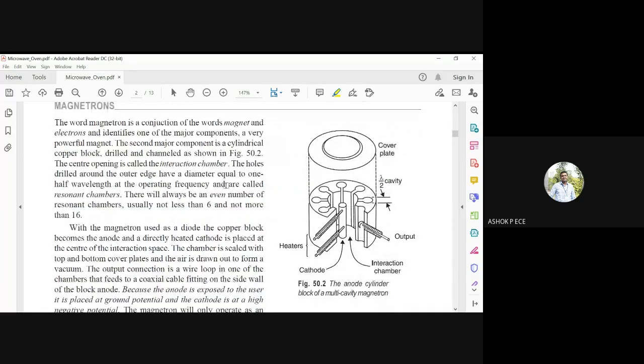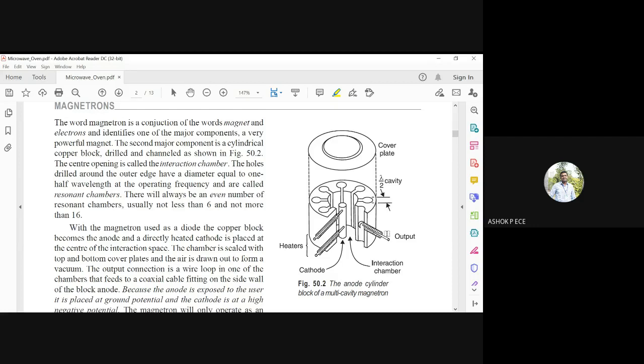And see, this is the sample diagram of a magnetron oscillator. This is going to produce our microwaves. You see here a lot of cavities, and you have a central cathode surrounded by so many anodes. All these heaters will heat up the cathode. The cathode will produce the electrons, and electrons from the cathode will travel to the anode and are collected at the anode.